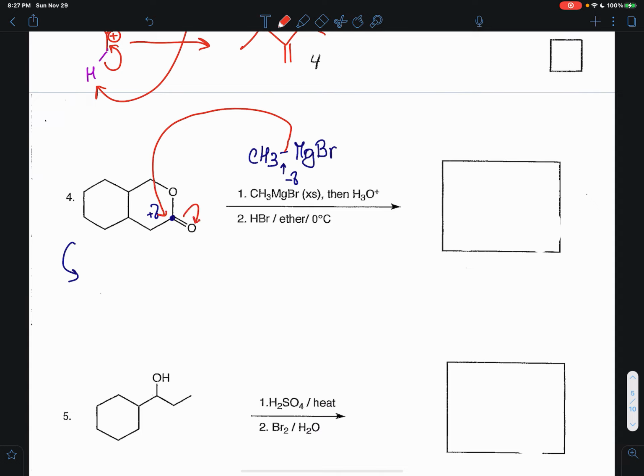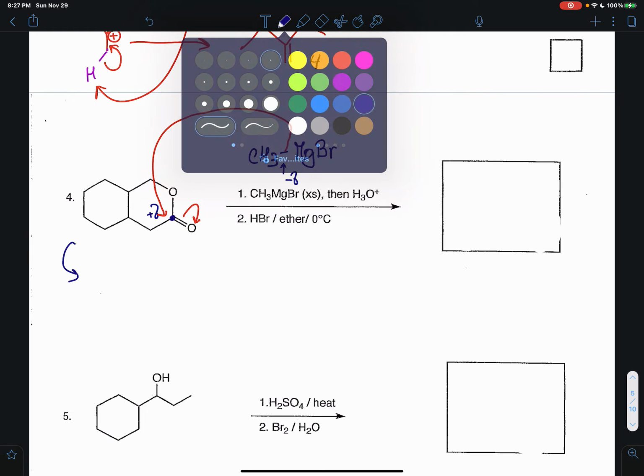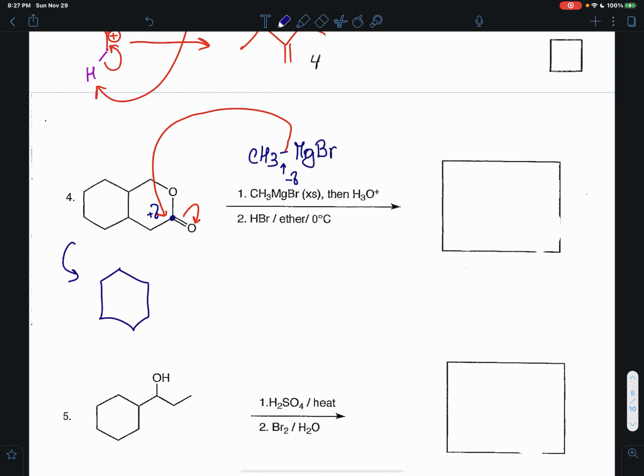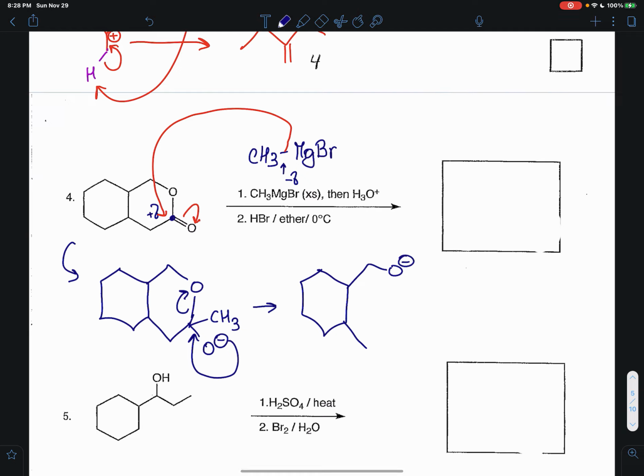Once it attacks, the pi bond is going to form a lone pair on the oxygen, and this is one of the intermediate steps. It's going to be an O minus, and then you have a CH3 right here. Now the next step is this negative charge is going to come back down and kick off this oxygen. And now you're going to end up with this structure, an O minus right here, and then you have a double bond O and a CH3.